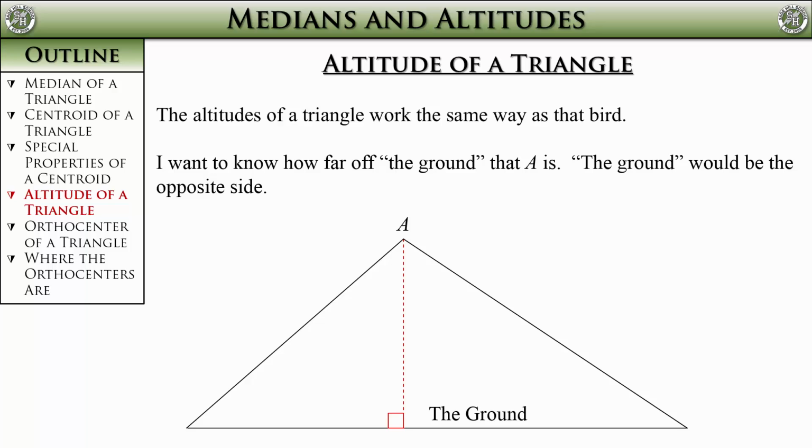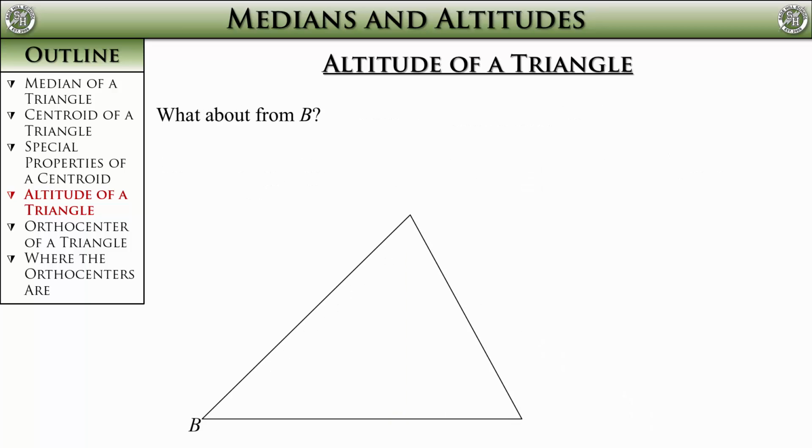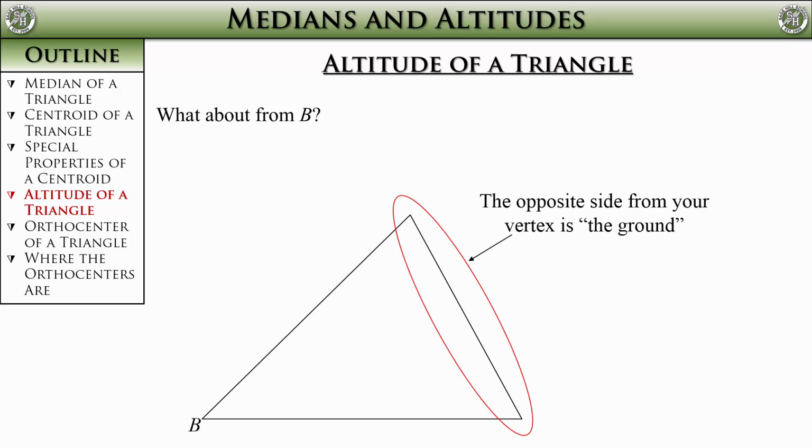Students are usually pretty okay with that idea for A, and this triangle here. But then things get a little weird when I have a picture like this. What happens if I want to find the altitude from B? Isn't that already on the ground? When dealing with this, you have to realize that the ground is always the side opposite your vertex. So for B, this is your ground. Remember, that is your opposite side.